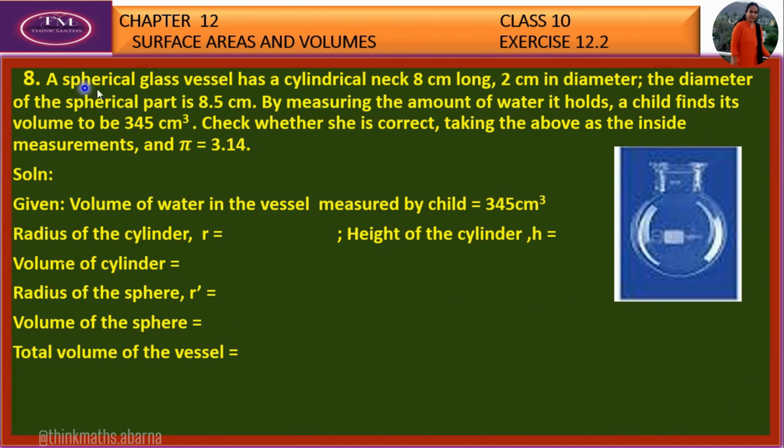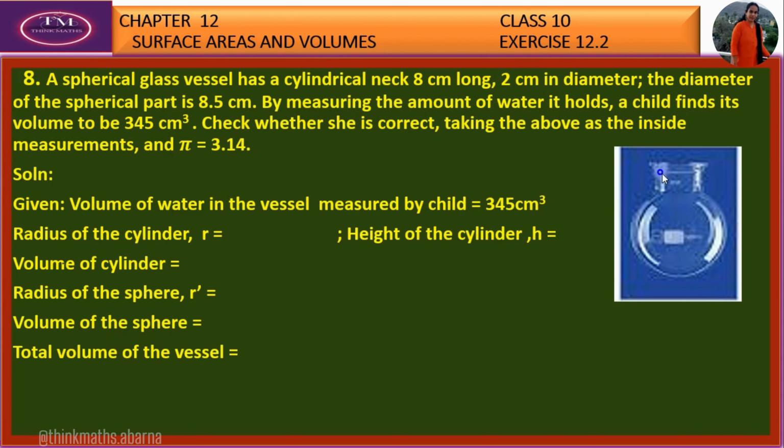Eighth one. A spherical glass vessel has a cylindrical neck 8 centimeter long, 2 centimeter in diameter. The diameter of the spherical part is 8.5 centimeter. By measuring the amount of water it holds, a child finds its volume to be 345 centimeter cube. Check whether she is correct, taking the above as the inside measurements and pi is equal to 3.14.